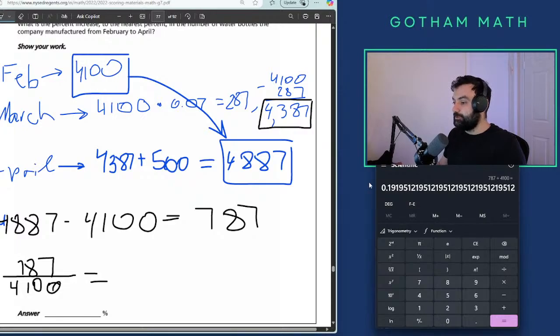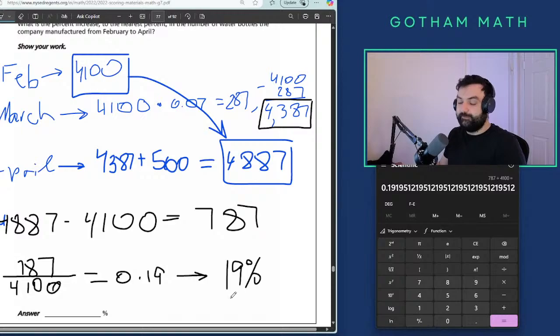So it's basically just 0.19. That is 19%. So the answer is 19. Okay? All right?